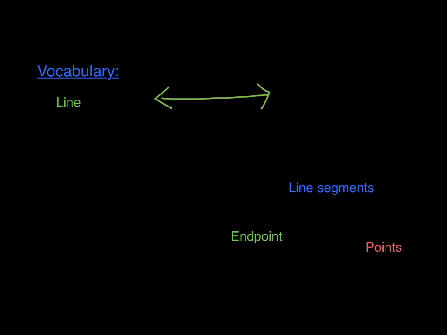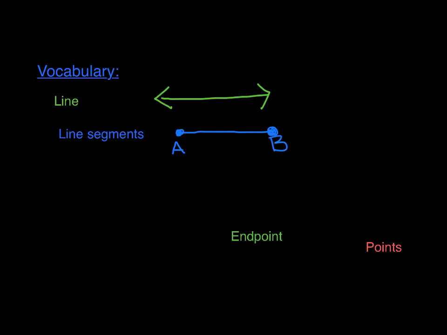Our next word is a line segment, or line segments. And line segments do have endpoints, which we're going to get to here. So that means that I have what some people call a dot, right? But that's going to be my endpoint. And then I have another endpoint. And usually they are labeled with some letters of some kind. So we might have an A here and a B here. So that would be a line segment.